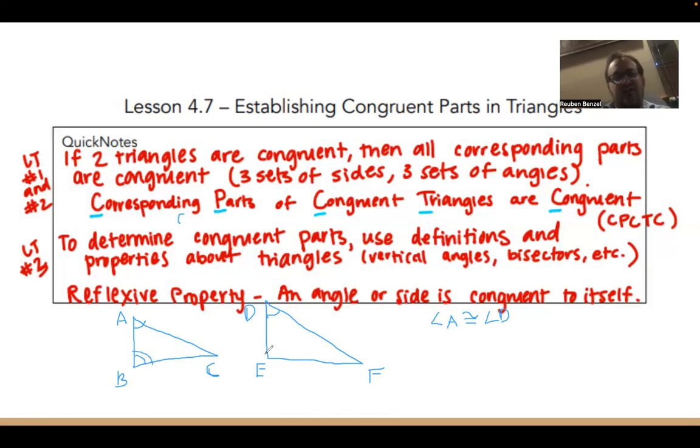I could also say, for instance, that angle B is congruent to, you may want to think about that before I fill it in, but E is in the same location. And we could also look at sides. The distance from A to B is the same as the distance from D to E.